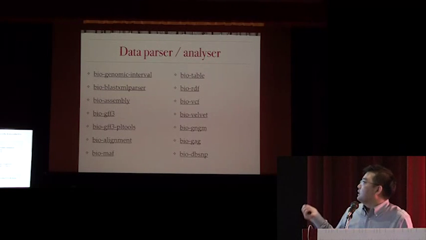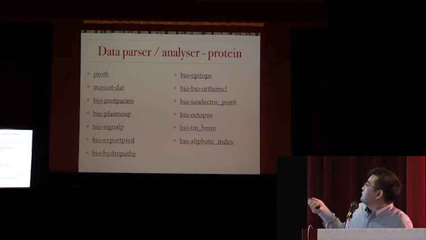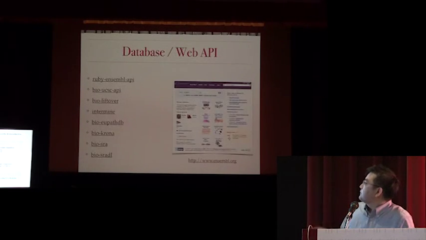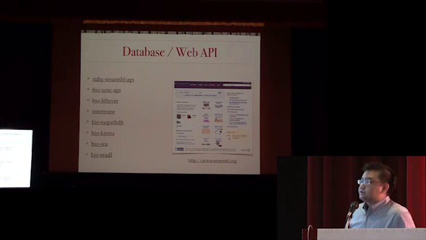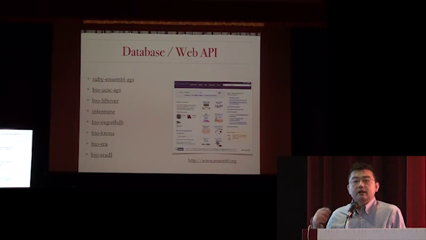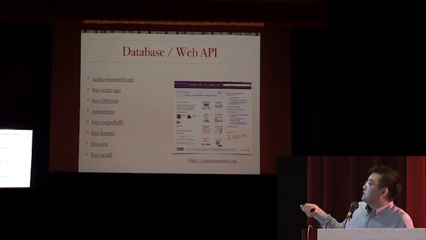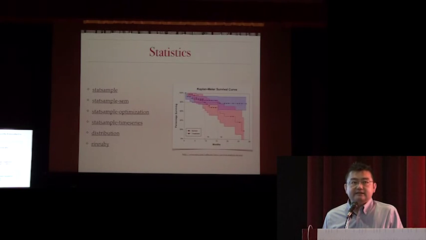And for the data parser, there are other kinds, so I list a lot here. Some kinds of parsers are for another topic, like protein, not DNA or RNA. Database API or web API is very important because we need to get data from the database. So many people develop database APIs or web APIs. Here are some famous API genes. I list them here. Okay, and we need statistics.